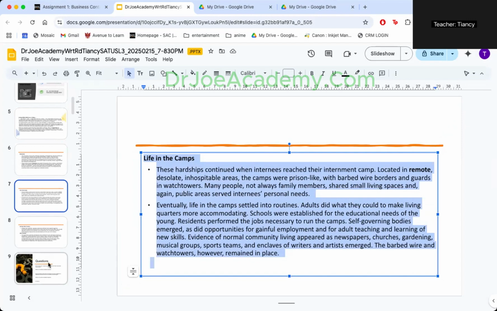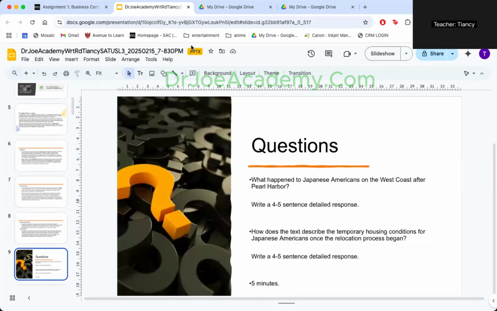Okay. Now, can everyone please answer these two questions? So it should be two small paragraphs, basically. A 4 to 5 sentence detailed response for each of the questions.